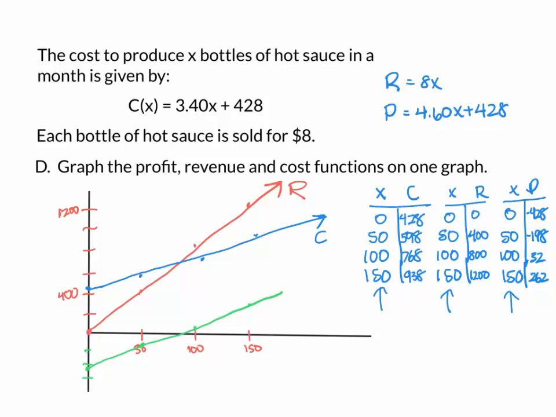Now, when we look at these graphs, notice when our revenue is above our cost function, our profit function is going to be above 0. So in here, over here, we have a profit. Whereas over here, our cost is above our revenue, which means our profit is less than 0. So over here, we've got a loss. This point right here and that point right there, those are referred to as the break-even point.